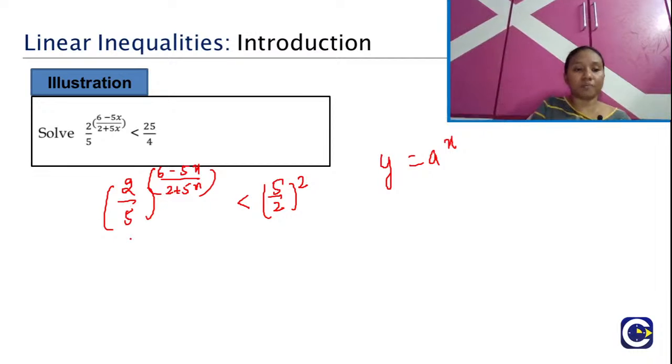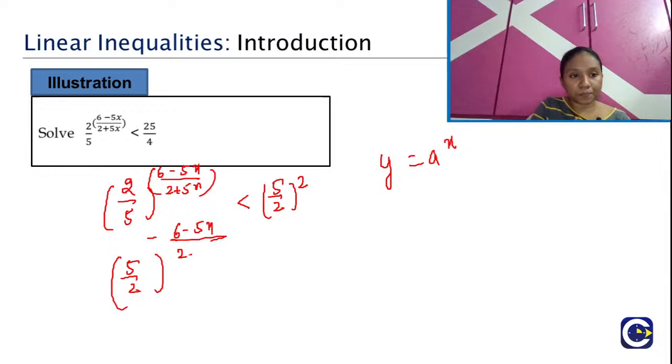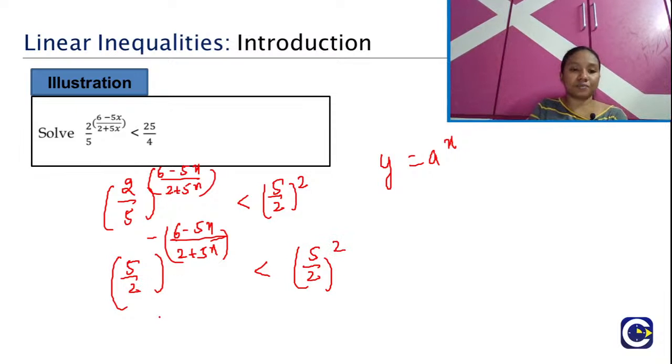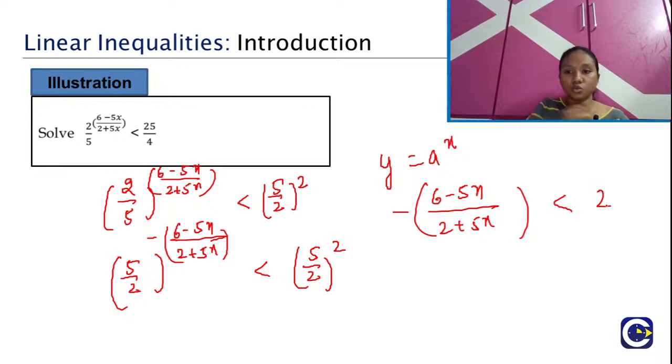By making the power minus. That means 5 by 2, so there will be a minus sign. If I multiply with the minus, it becomes 5 by 2 power minus 6 minus 5x by 2 plus 5x less than 5 by 2 whole square. So now my power is the same, that is my a value is the same. Let's see whether this a value is greater than 1 or not. It is greater than 1, because 5 by 2 is nothing but 2.5, which is greater than 1, which means there will not be any change of the sign. That means it will be minus of 6 minus 5x by 2 plus 5x less than 2.